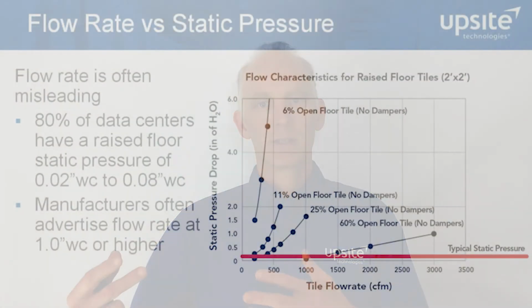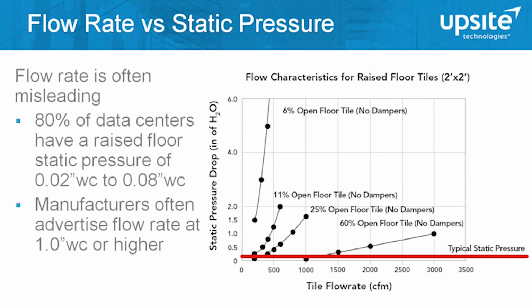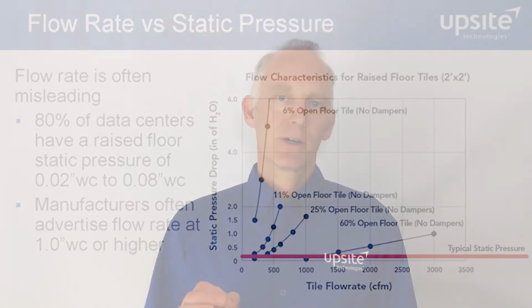So we'll talk about that a lot more, and that's really what I want to focus on, is the most important aspect of supply tiles, which is balancing the amount of air that comes out of the supply tile with the amount of air that's needed by the IT equipment. Let's look at this chart, which shows us the graph of static pressure versus volumetric flow rate that comes out of the tile. Here's an important consideration.